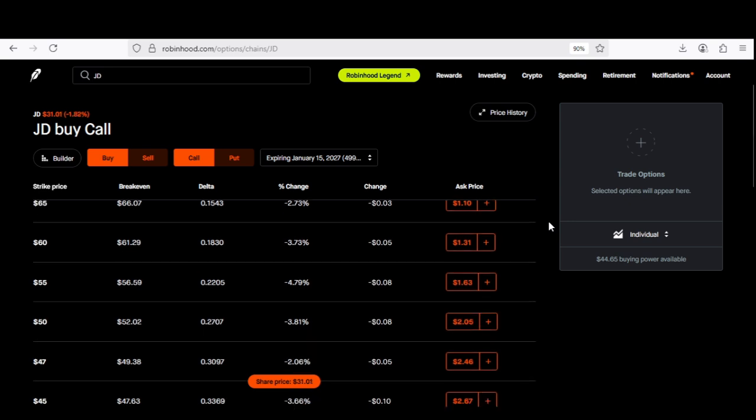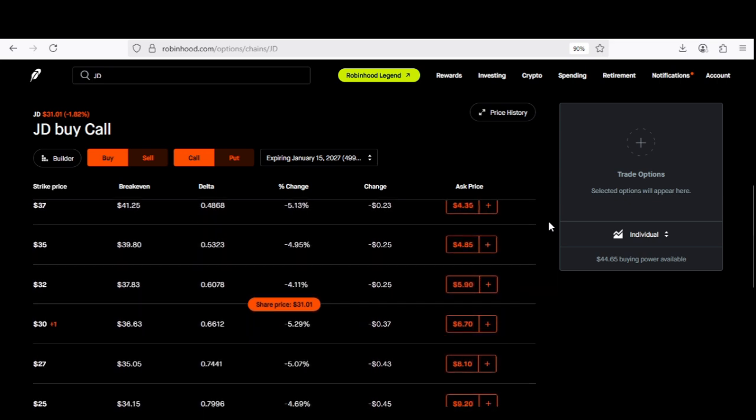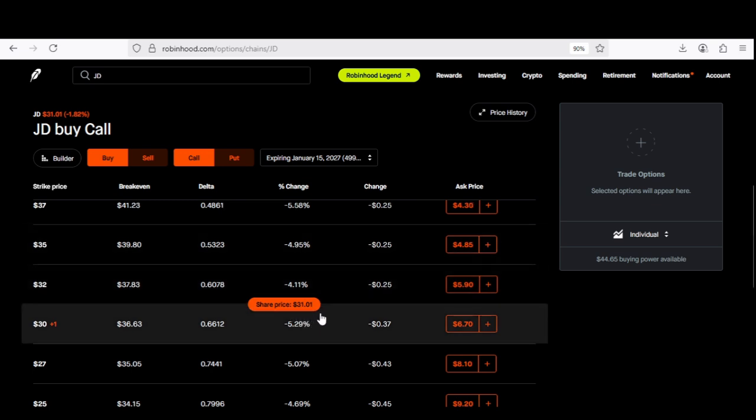Well, it's quite simple. The LEAPS option allows you to control 100 shares of a stock for a lot lesser price. If I were to go ahead and buy 100 shares of JD right now, it would cost me $31 per share, or $3,100, because I have to buy 100 shares in order for me to do options. By doing the LEAPS option I just showed you, I only spent $670, and I'm now able to control 100 shares instead of owning the 100 shares outright.